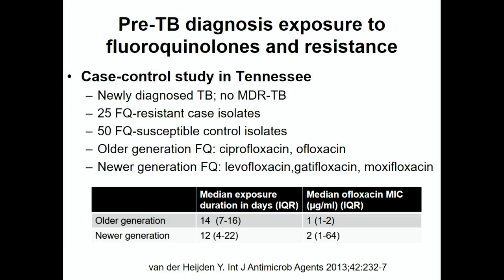Now, Uri van der Heijden looked at this in a little greater detail, looking at the generation of quinolone used and whether that was associated with resistance, with the hypothesis that perhaps the older generation quinolones are not as potent, and maybe there's a greater risk of resistance. This is a case control study of newly diagnosed TB. There was no MDR-TB. This was mainly quinolone monoresistant. There were 25 quinolone-resistant case isolates and 50 susceptible control isolates. The older generation was defined as ciprofloxacin and ofloxacin, and newer generation as levofloxacin, gadifloxacin, or moxifloxacin. You can see here that the exposure was quite similar, newer and older generation, actually maybe a little bit greater duration of exposure with the older generation drugs, and the median MIC was also similar.